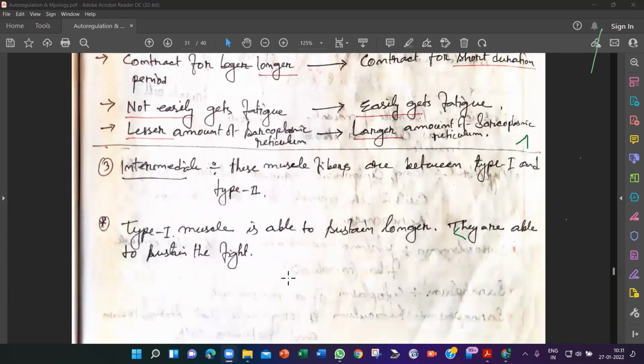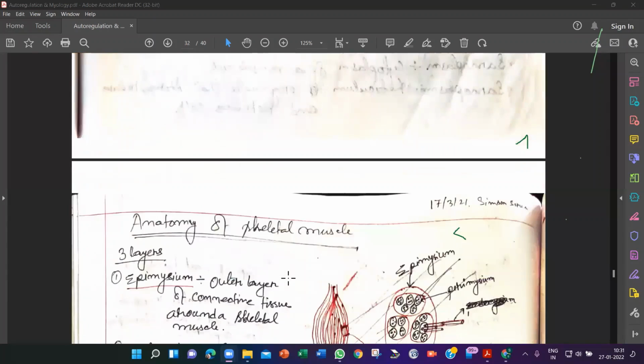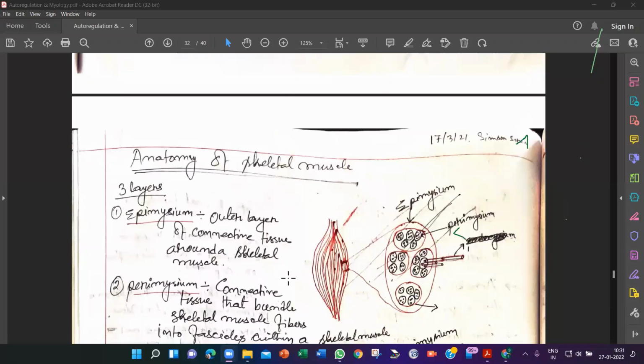So today we will discuss up to here. For the next class, we will see the anatomy and the microscopic structure of skeletal muscle.